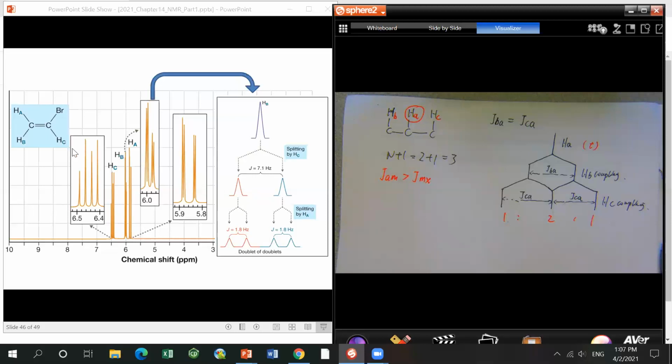A similar situation applies to the HA signal and also the HC signal. So actually all 3 protons become a doublet of doublets, and you can see 4 peaks. If you have any questions, please type them in the chat window.